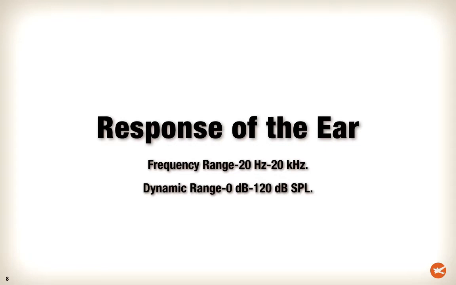Now, even though we don't hear all frequencies equally, we do have a frequency range that we are quite confident with. So the frequency range of the human ear is generally 20 Hz to 20 K. In terms of amplitude, the dynamic range is actually pretty wide. It goes from 0 dB, which is the quietest sound you can imagine, all the way up to 120 dB and above, really.